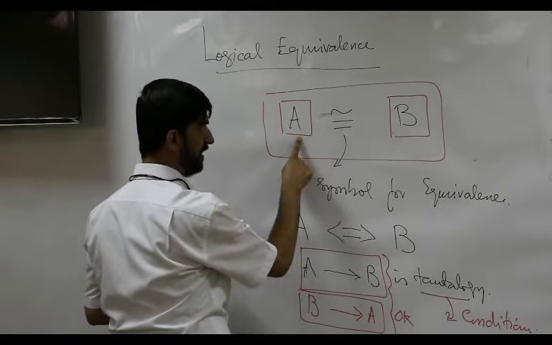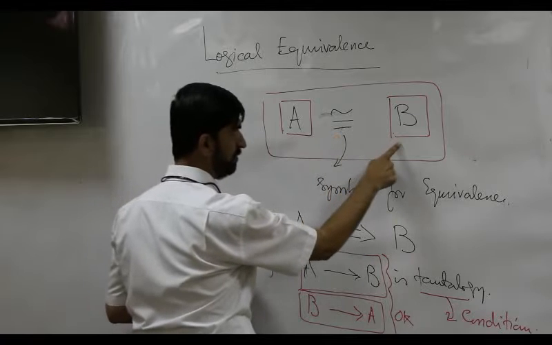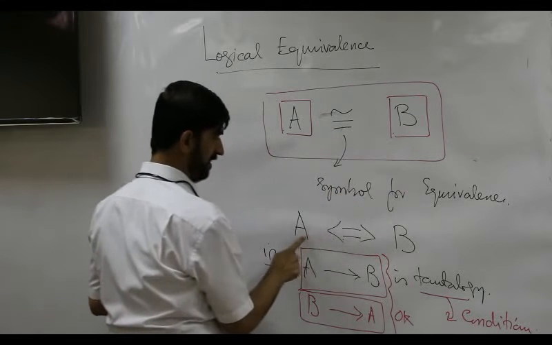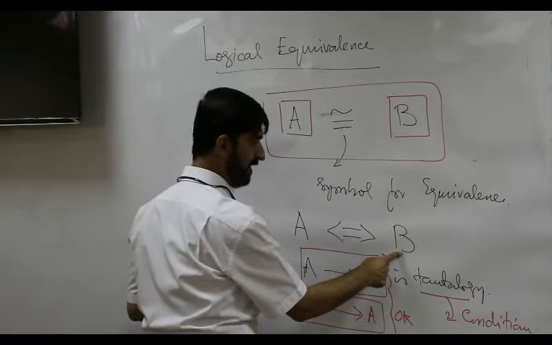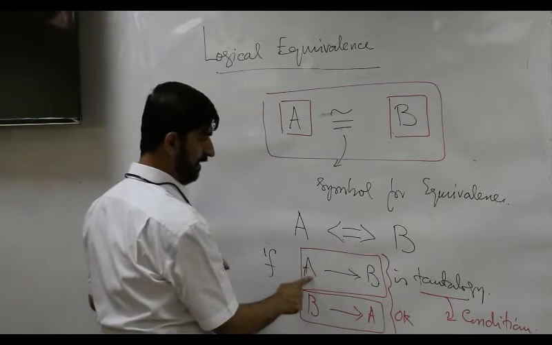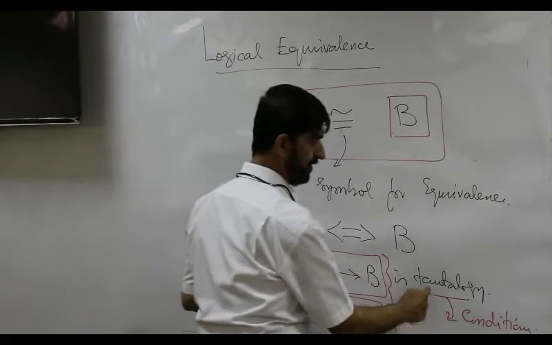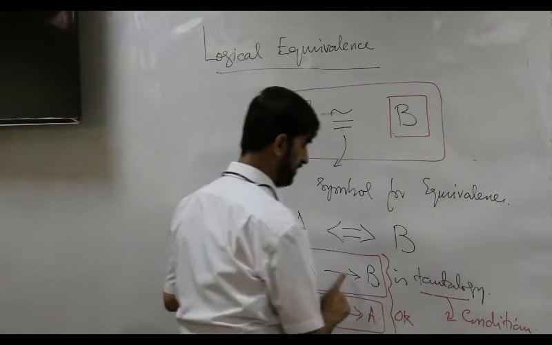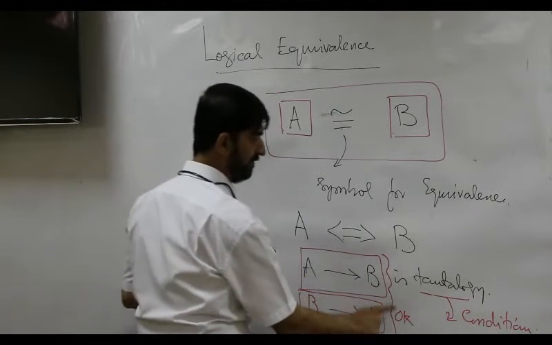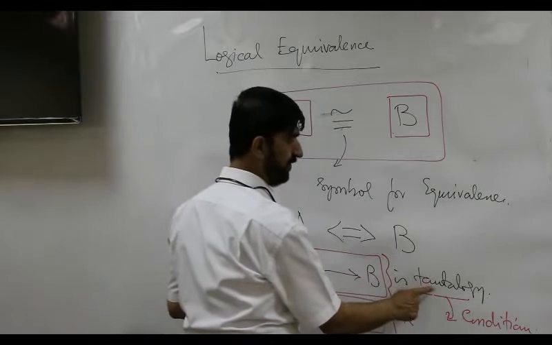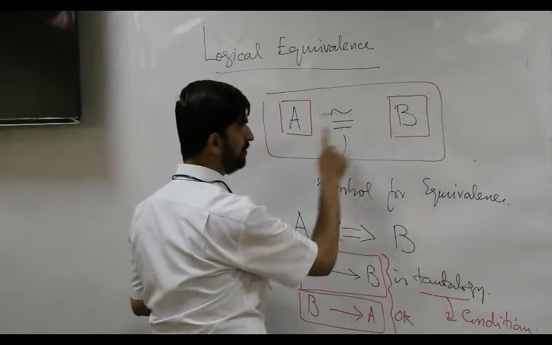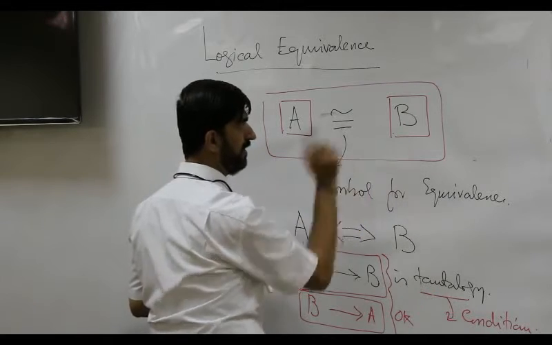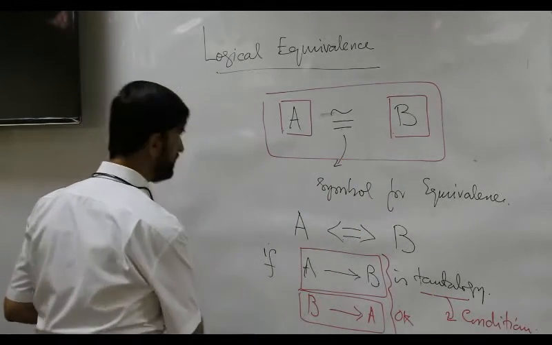Compound proposition A is equivalent to compound proposition B if A implies B is a tautology. This is the condition that we have to satisfy. If we are successful in proving the tautology, then both compound propositions will be logically equivalent. We consider an example.